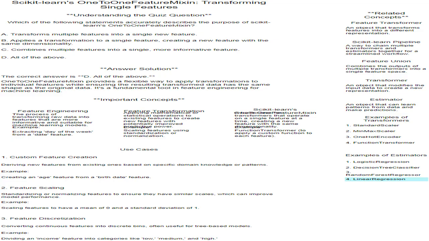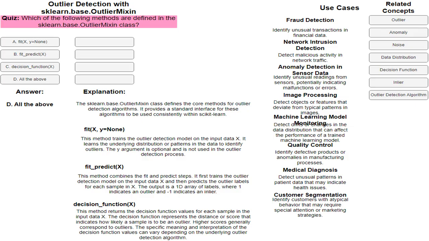Linear regression. Which of the following methods are defined in the sklearn base outlier mixin class? A. fit(X, y=None). B. fit_predict(X). C. decision_function(X). D. All the above. Correct. The fit(X, y=None) method is defined in the sklearn base outlier mixin class.